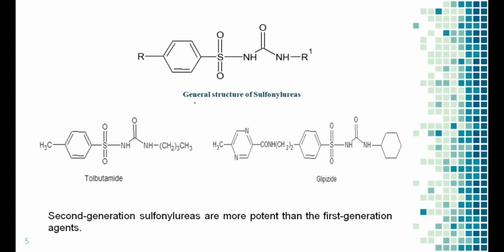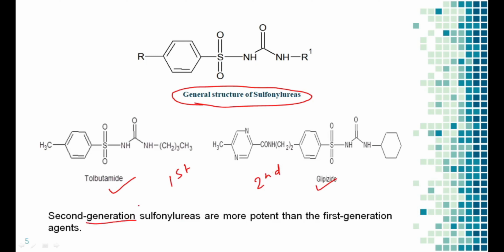Now this is the general structure of the sulfonylurea. Looking at the drugs, one example of a first generation drug is tolbutamide, and glipizide comes under the second generation. Second generation sulfonylureas are more potent than first generation drugs.